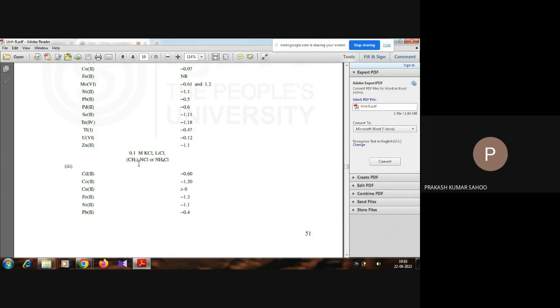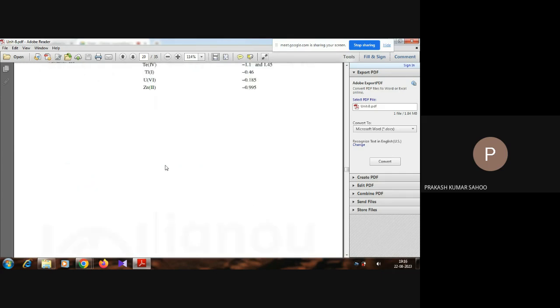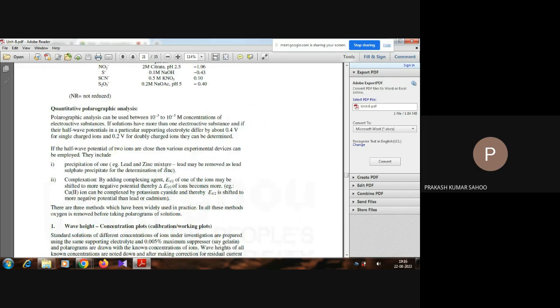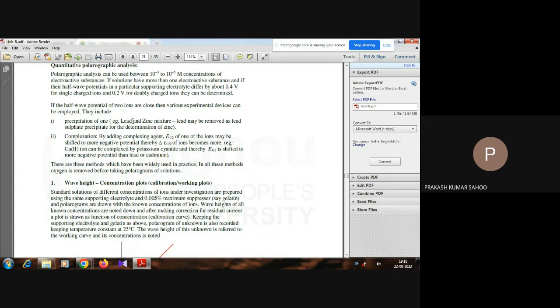It is tetramethyl ammonium chloride. These things are there, followed by your qualitative polarographic analysis. We have a precipitation, for example, of a lead zinc mixture, then complexation. So two types of complexing will be there. That is the precipitation, like silver chloride. We have a lead and zinc mixture, and we have complexation with complexing agents like EDTA.